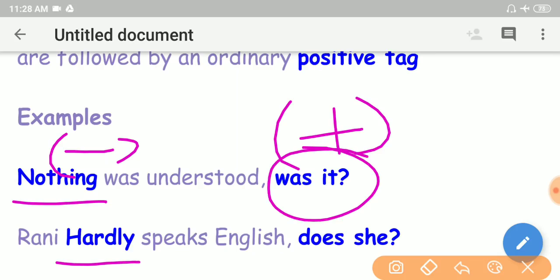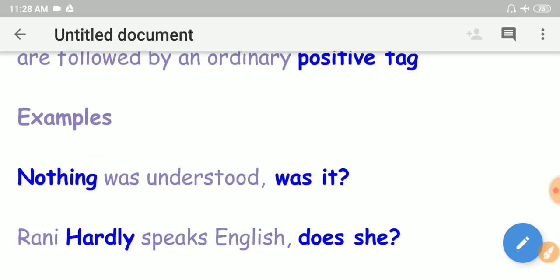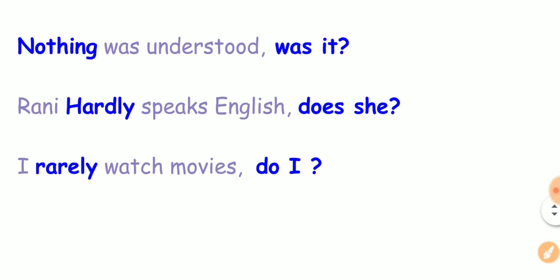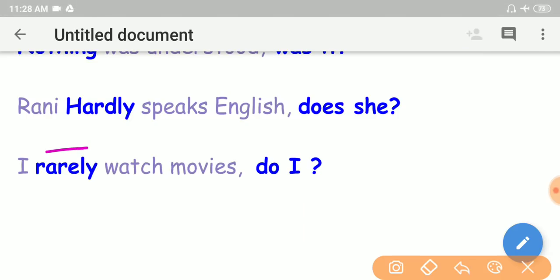Hardly means almost not. Rani hardly speaks English means Rani does not speak English, my dear friends. That's why this is a negative sentence with a positive tag. At the same time, I rarely watch movies. Rarely is negative, so the tag is positive, my dear friends.